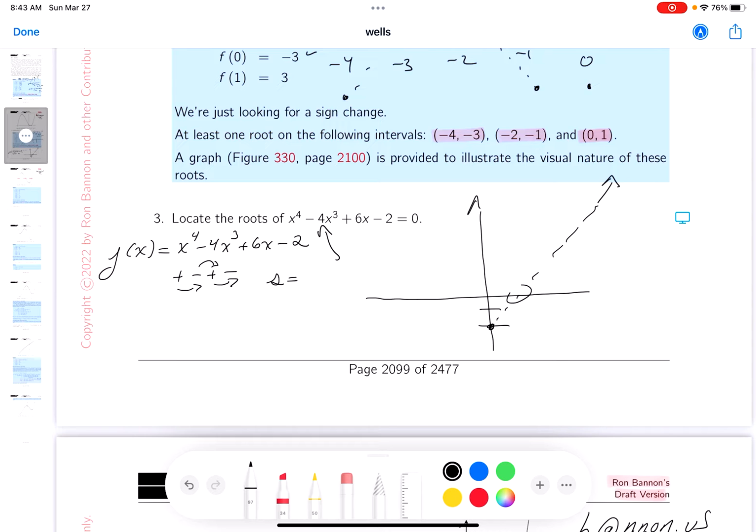So what's s? S is going to be what? That's 3 changes, right? So what could p be? P could be 1, right? Because 3 minus 1 is 2, and that's a non-negative even integer. P could also be 3.